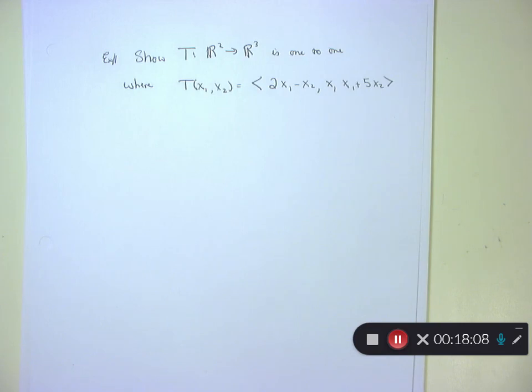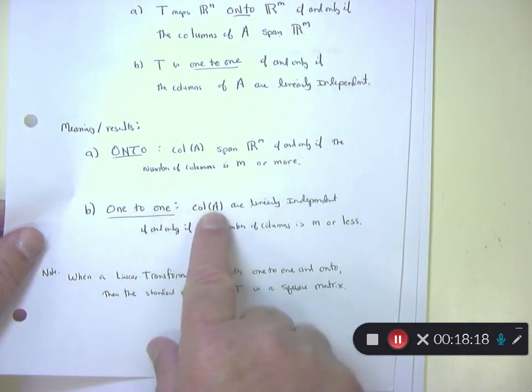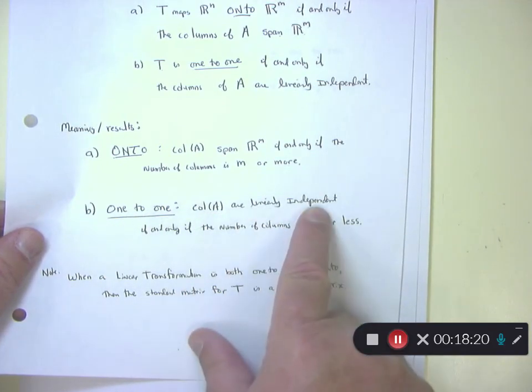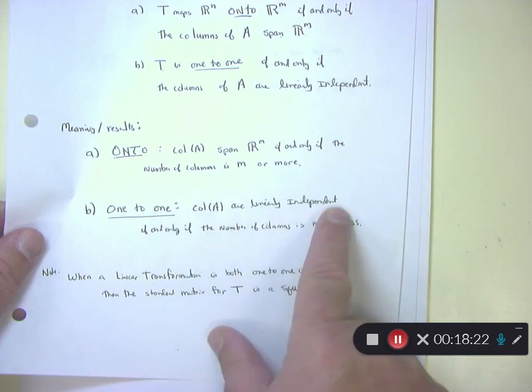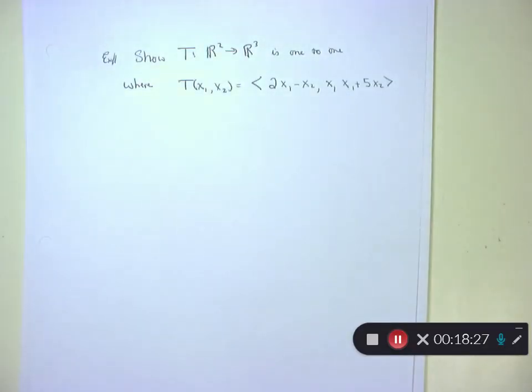Okay, to be able to prove 1-to-1, let me go back to my little papers I just had up here. 1-to-1 means the columns of A have to be linearly independent. So I need to show that the columns of A are going to be linearly independent. Here's my problem. Look at how I wrote the linear transformation. I didn't write it as a matrix. Sometimes you're going to have to write it as a matrix.